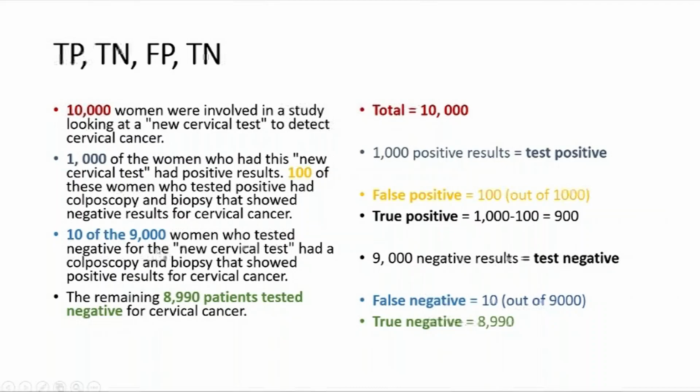Now, 10 of the 9,000 women who tested negative for the new cervical screening test had a colposcopy and biopsy that showed positive results for cervical cancer. So 9,000 women had negative results. The false negatives are 10. These 10 from the screening test were negative, however, they had a colposcopy result that showed they were positive. So 9,000 minus 10 is 8,990, and that's true negative.